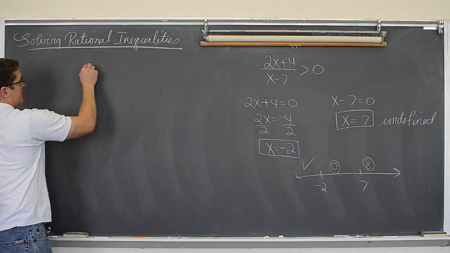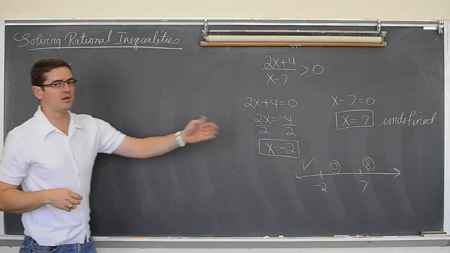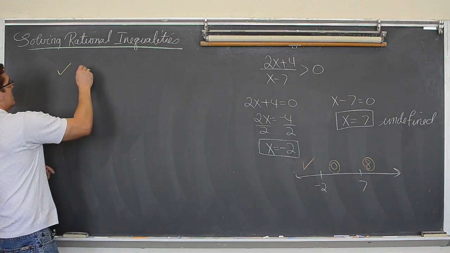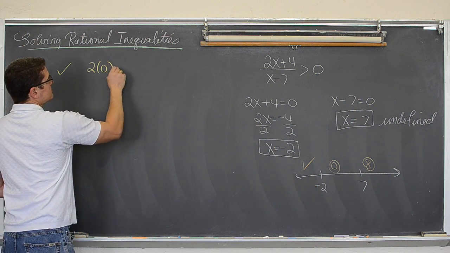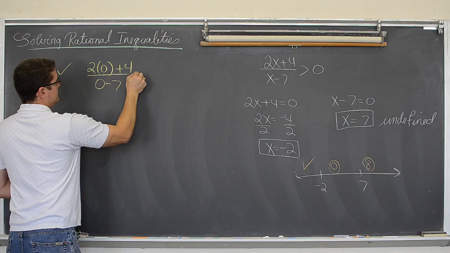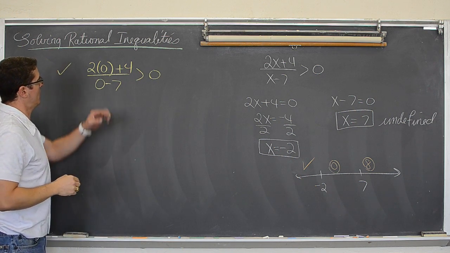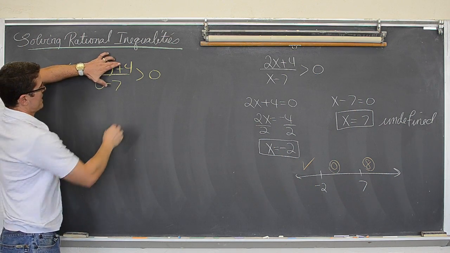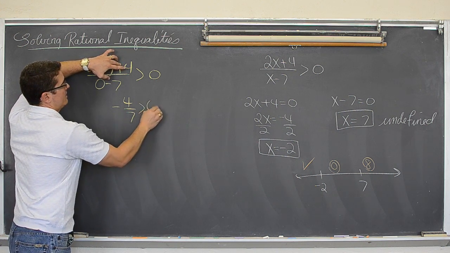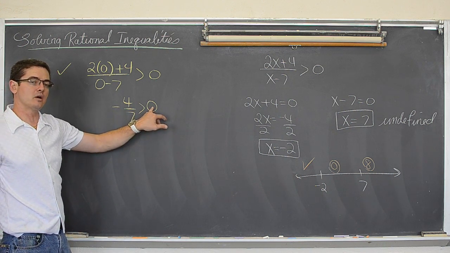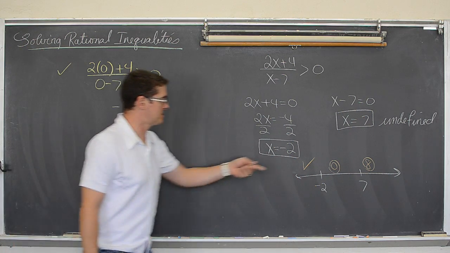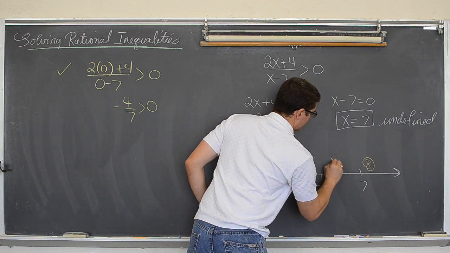Again, these are the checks, trying to find out which of the intervals on the number line solve this inequality. So 2 times 0 plus 4 over 0 minus 7, is that greater than 0? Well, we're going to have 4 over negative anything, and nothing negative is bigger than 0. The negative numbers are to the left of 0 on the number line. So this interval did not work.